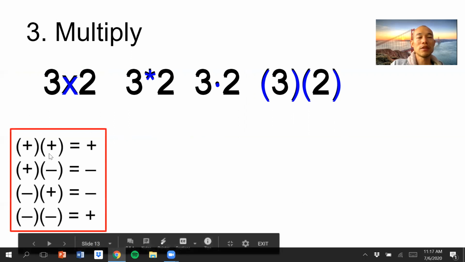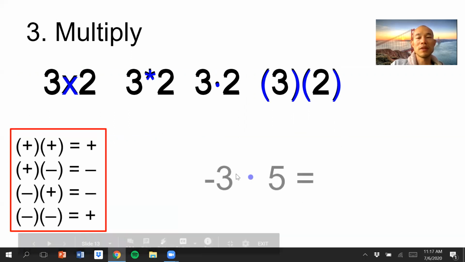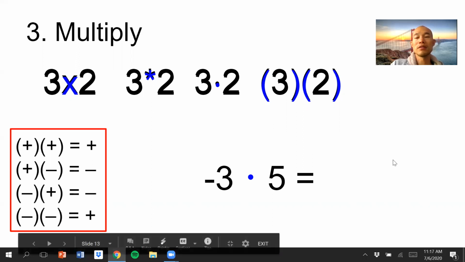We again want to use our sign chart with positives and negatives because when you multiply numbers, you have to take the signs into account. 3 times 5 is 15, but because it's a negative times a positive, the resulting answer will end up being -15, and you can use this chart to help you out.